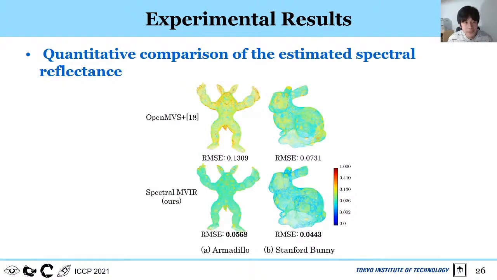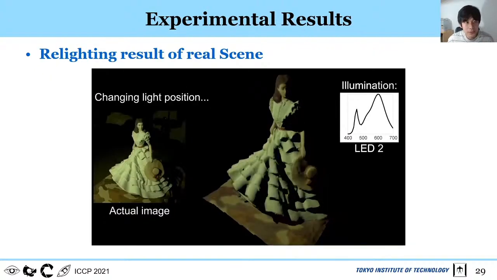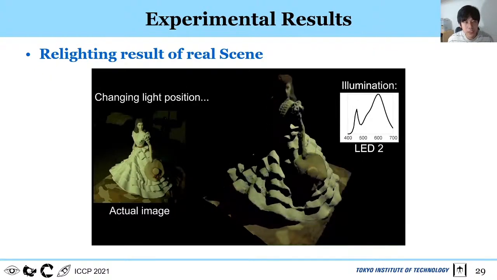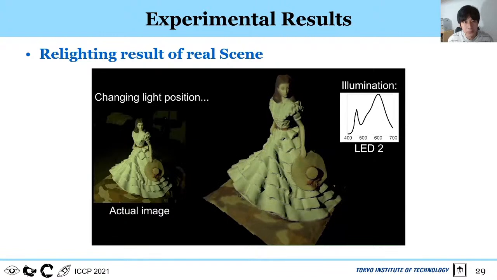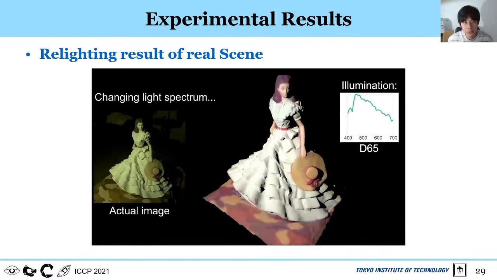This is an error map for estimated spectral reflectance, where RMSE over all wavelengths is visualized for each 3D point. We can confirm that our method achieves lower average RMSEs compared with the combined method. These are the results of spectral and 3D relighting under different spectral power distributions and different light source positions.